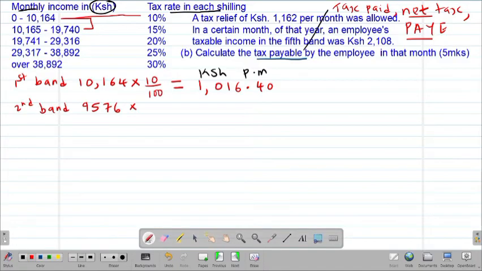Then of course multiplied by the tax rate here, which is 15%. So times 15 over 100. You feed this on your calculator. Your calculator should be able to give you 1,436 and 40 cents. We move to the third band, or the third bracket, or the third slab.